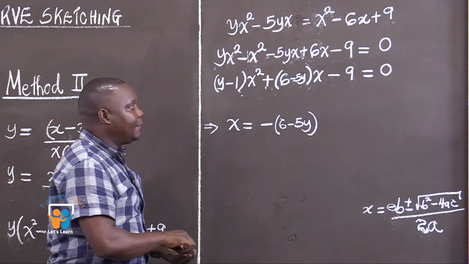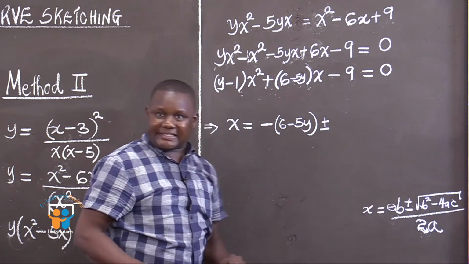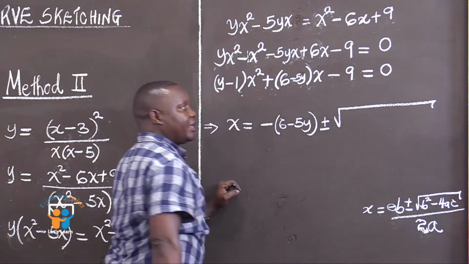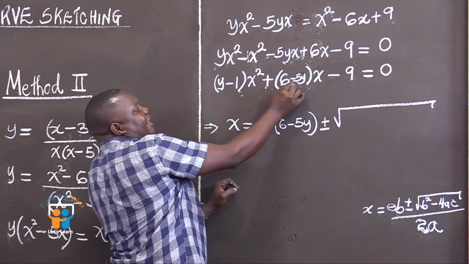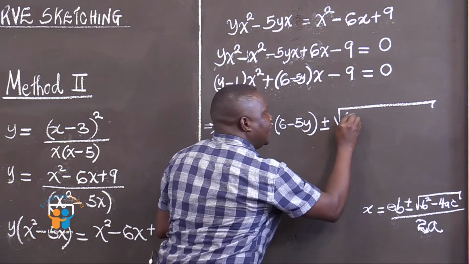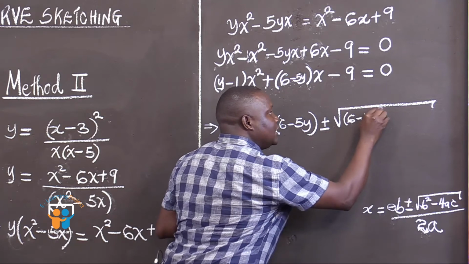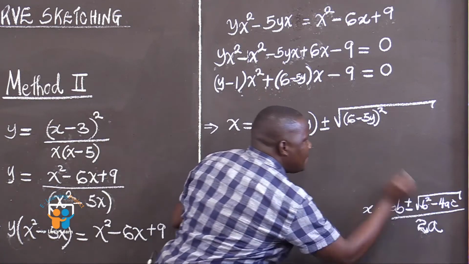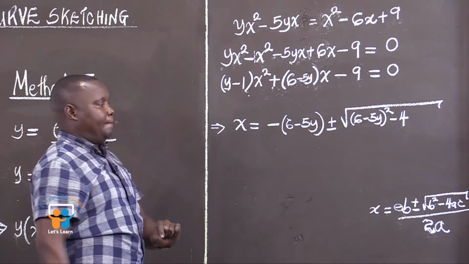Are we together there? And therefore we have plus or minus the square root. What is our b? Our b is positive 6 minus 5y. I come and put it here in parentheses or brackets, 6 minus 5y, then squared. And then we have a minus 4. From the formula, we have a.